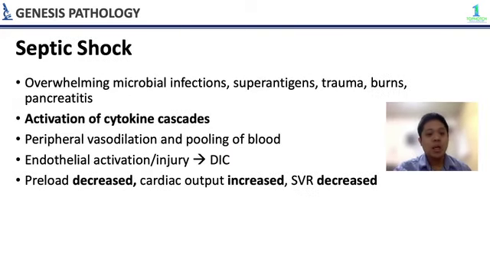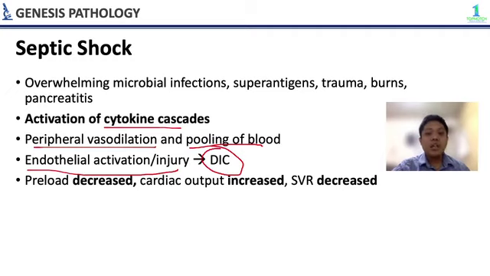Next, you have your septic shock. In overwhelming microbial infection, superantigens, trauma, burns, and pancreatitis, there is widespread activation of cytokine cascades. As we all know from earlier, peripheral cytokines or inflammatory mediators will cause peripheral vasodilation and pooling of blood in the extravascular space. Sometimes there is also endothelial activation and injury leading to disseminated intravascular coagulation, leading to further blockage of the arteries and capillaries that will lead to organ damage. Preload is decreased, cardiac output is increased, and SVR is decreased.